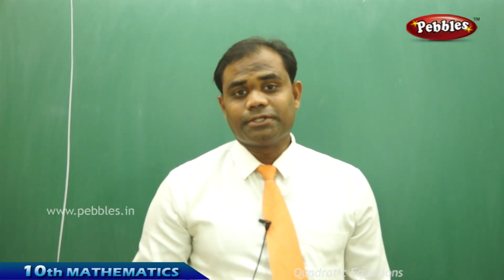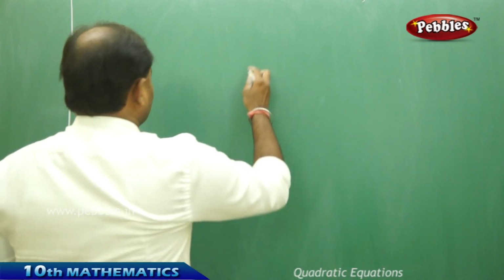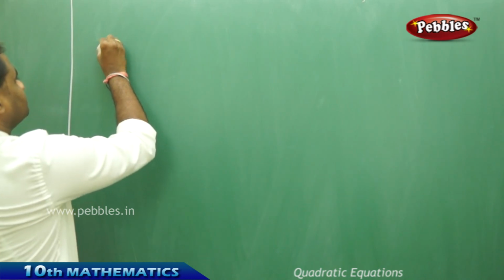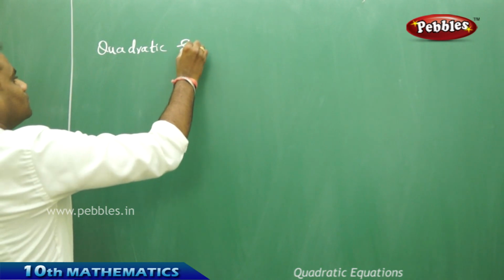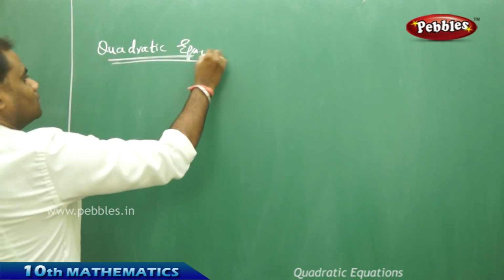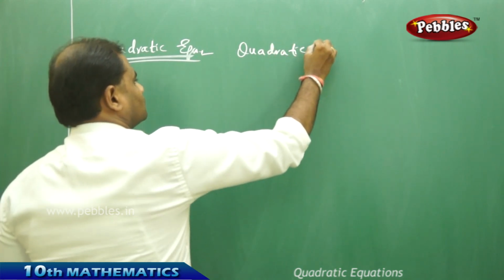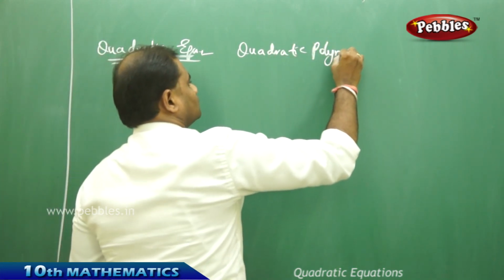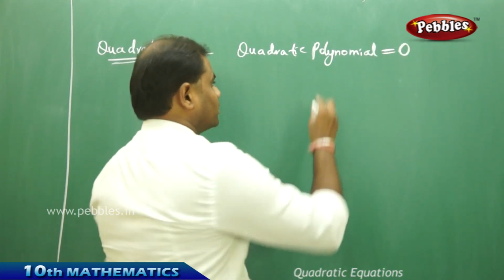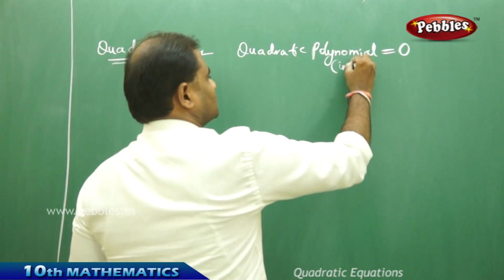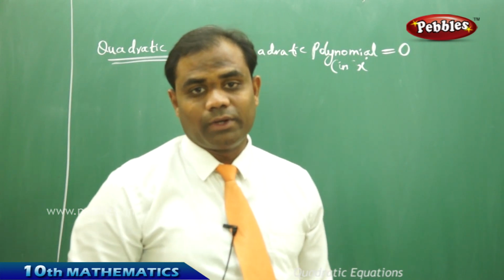A quadratic equation, what is it in mathematical definition? If we understand it in the general form, it's a quadratic polynomial equated to 0. Of course, a quadratic polynomial in variable x, if I equate that to 0, then that equation is called a quadratic equation.